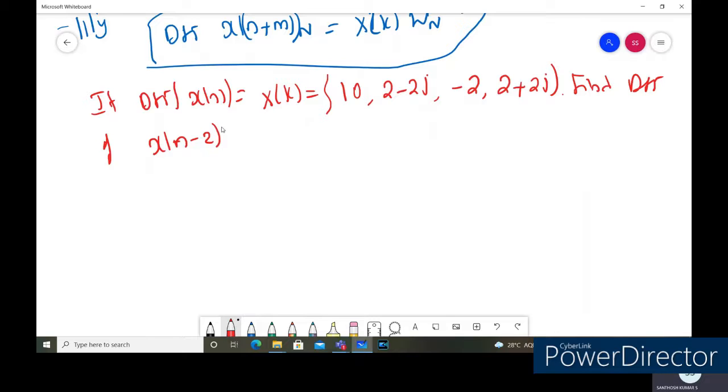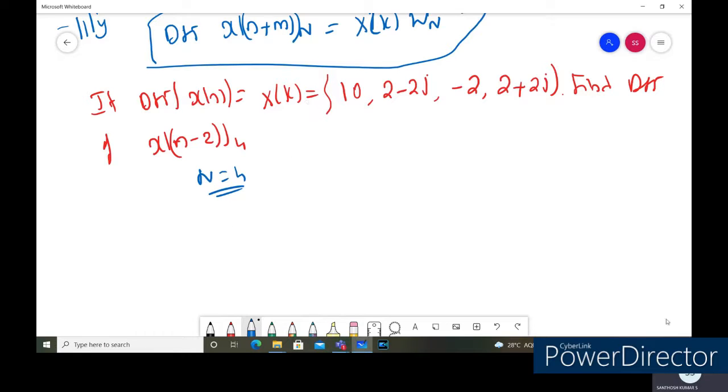of the sequence x of (n minus 2) mod 4. Here we don't know the sequence x of n, but we know X of k. Since the length of the sequence is N equal to 4, we can assume this is a 4-point DFT. So N is equal to 4, it is assumed as a 4-point DFT.